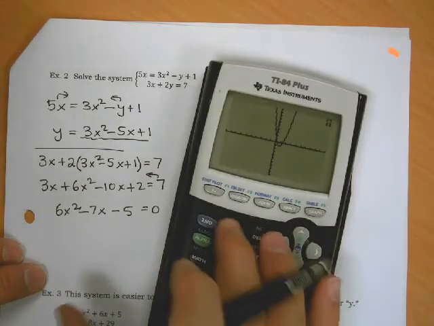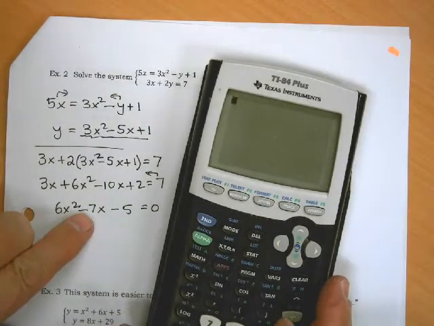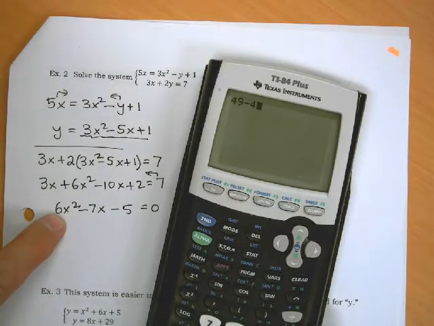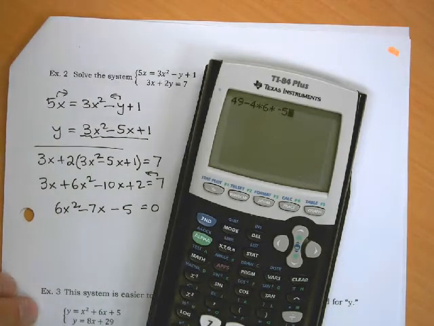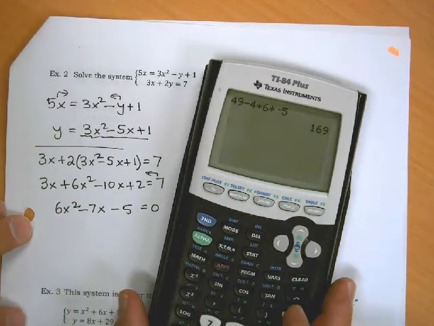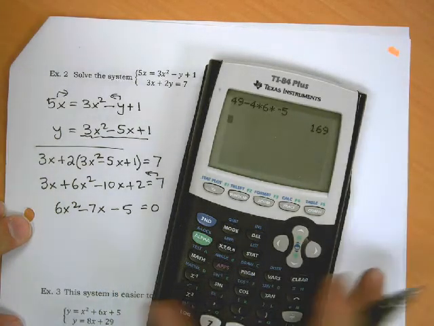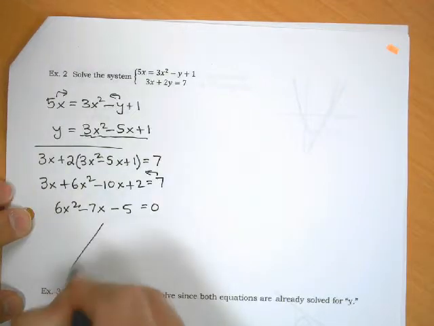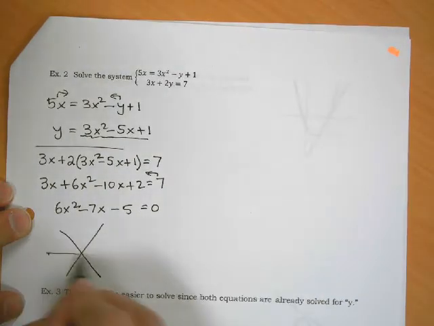So I'm going to quit to the home screen and type b squared, which is 49, minus 4 times 6 times negative 5. That's always part of this process. If you're curious, that's the part underneath the square root sign on the quadratic formula. And we've got a perfect square, which is an indication that this will factor. So let me go ahead and put my little star here and get this going.